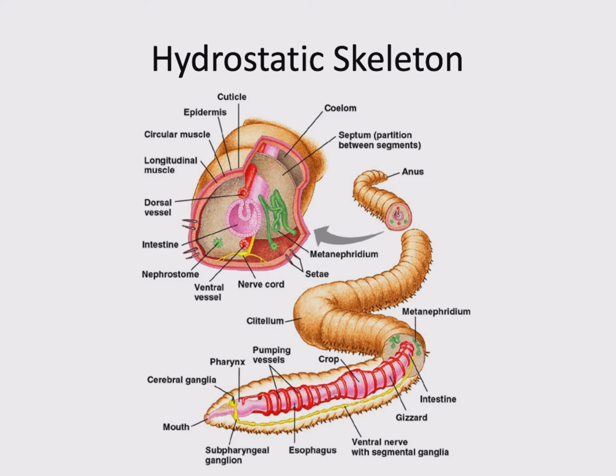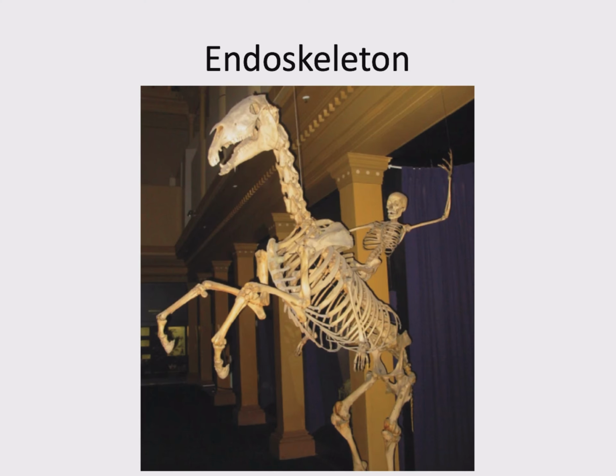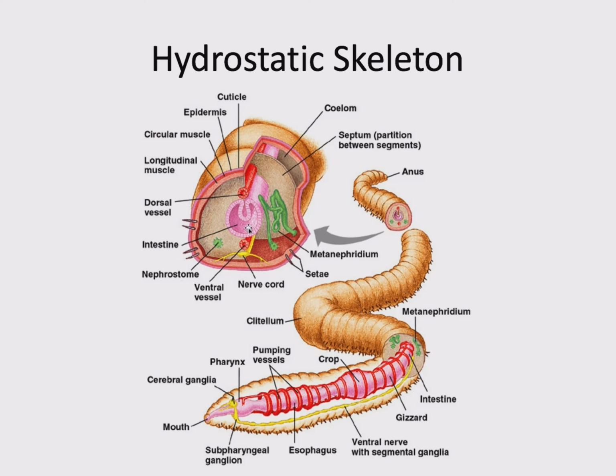And they're not really great at supporting weight either. I mean, these earthworms are pretty low to the ground. They don't have to really gallop around like a horse does. But what a hydrostatic skeleton does, and every other type of skeleton does, is allow something for these muscles to push against, to work off of.